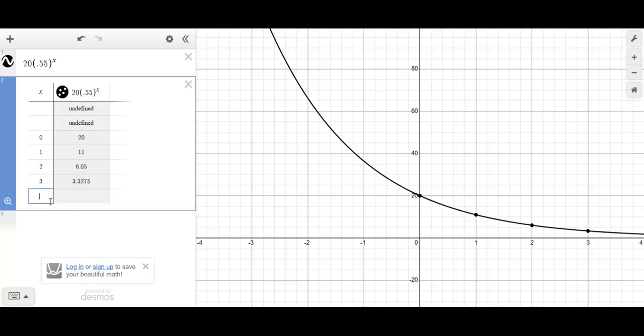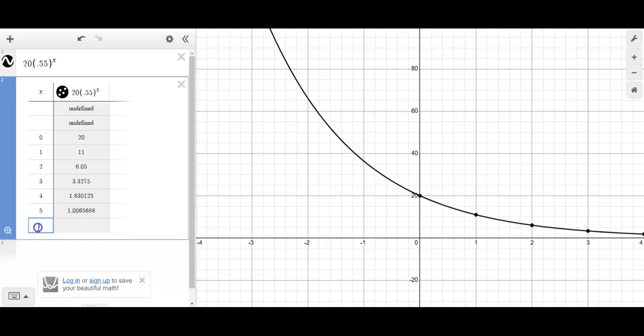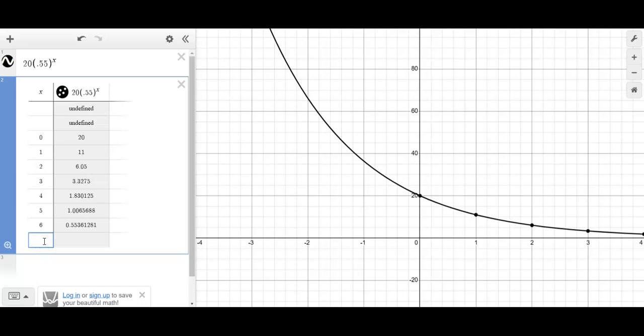So I've got to keep going. So I'm going to go 4 right here. Well, still not what I need. 5. Still not what I need. 6. Still not there, but close. I need 0.33. 7. There we go.